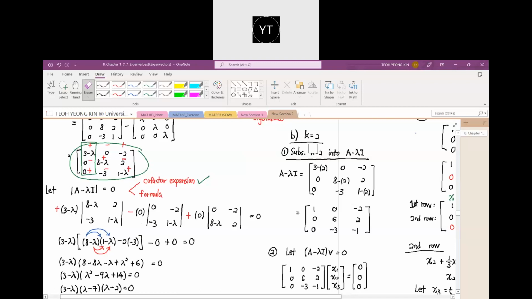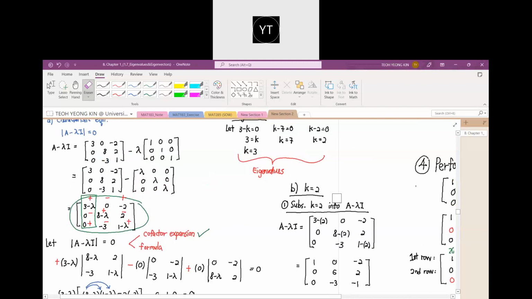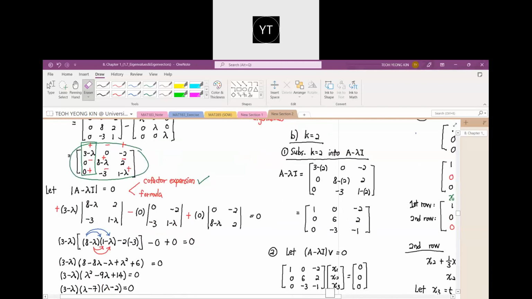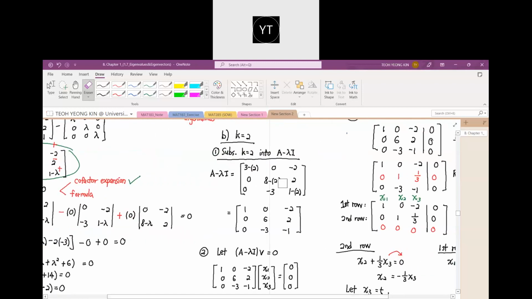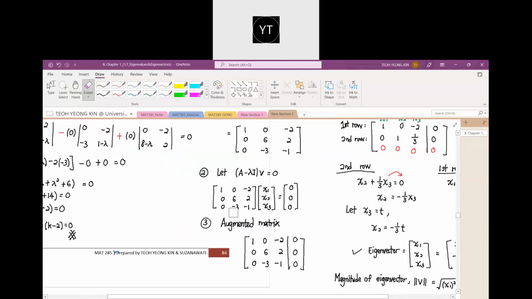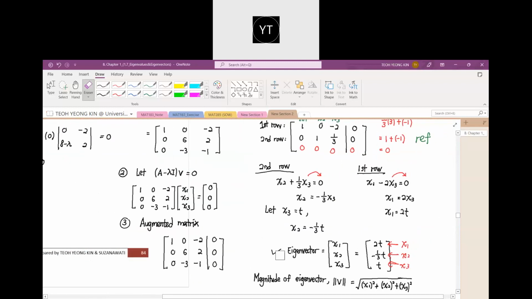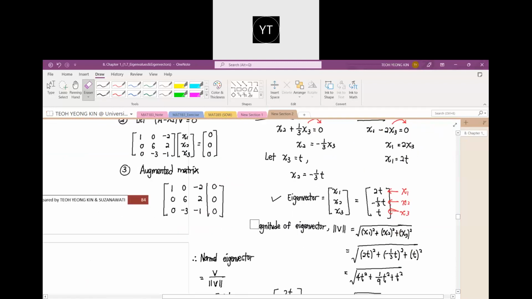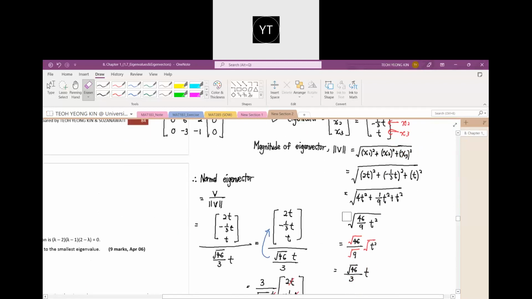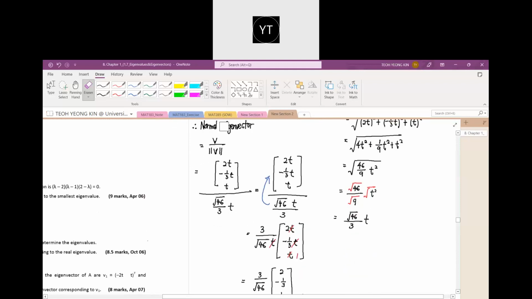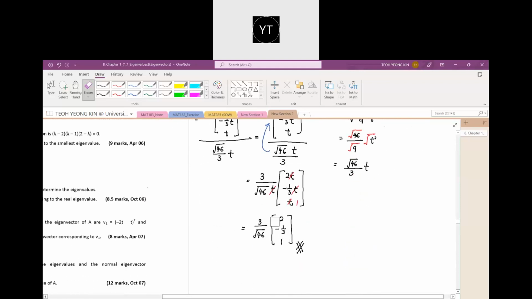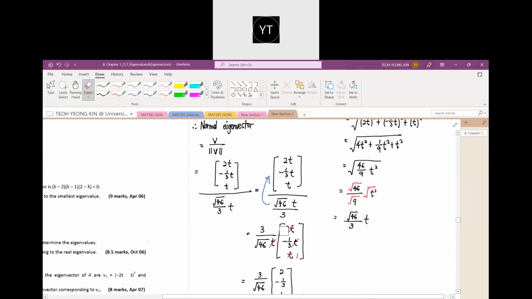So this one, inilah cara kita lepas cari eigenvalue, kita kena cari eigenvector. So substitute this one lah. For this particular question, we are using k is equals to 2. So this is how we're going to find the eigenvector. So you see, from this part, we get the eigenvector. And then we find the magnitude. So this is the magnitude. Finally, the normal eigenvector. So this is how we find the normal eigenvector.